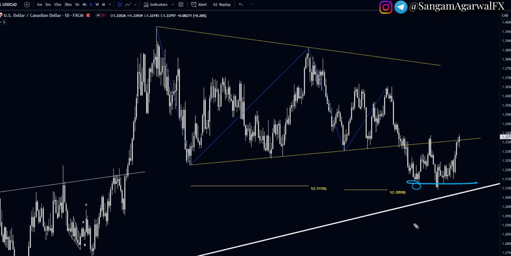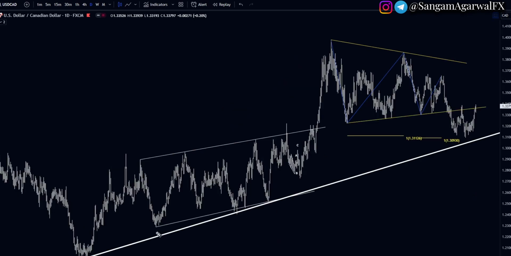USDCAD flying again, double bottom on your fib projection, and now it is testing this yellow trend line. So if this trend line breaks out, then buy the retest, and next target 1.36. Or after CPI, if the dollar becomes weak, then it can retest this long-term daily trend line as your dynamic support.